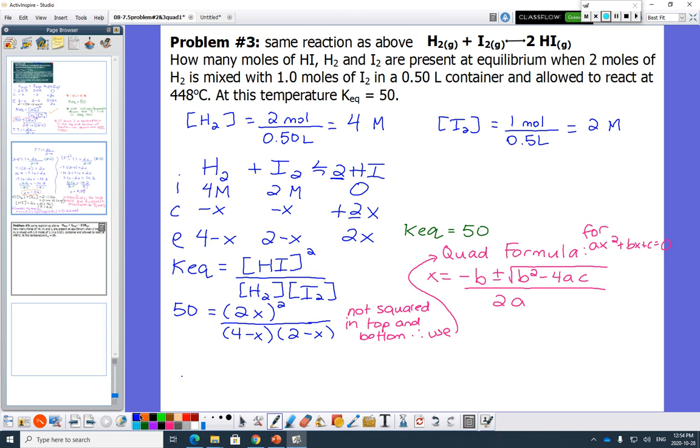So here in the bottom, it's up to you. You can bring it up first or you can FOIL first. It doesn't really matter. We need to get this out of the bottom. This is dividing. We're going to multiply. You can do this now. Remember, this 2, this squared, is outside the brackets. You have to square the 2 and the x. Okay, so it's 4x squared.